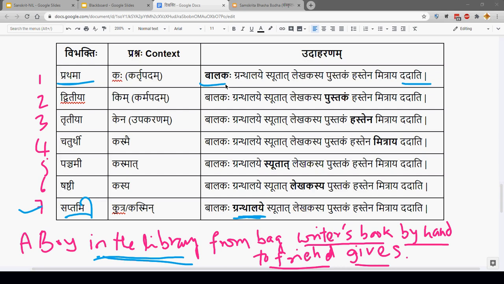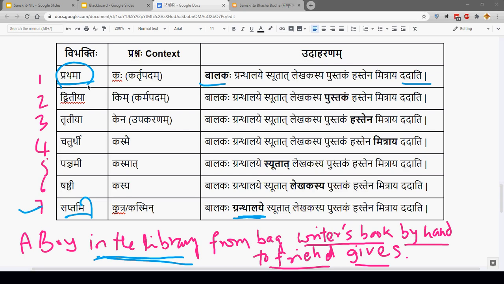Balakaha. And how do we know that word is the subject? Because the case ending prathama is applied. The first case ending is applied to it. That's why we know it is the subject performing the action.